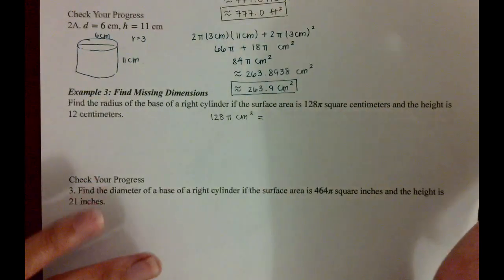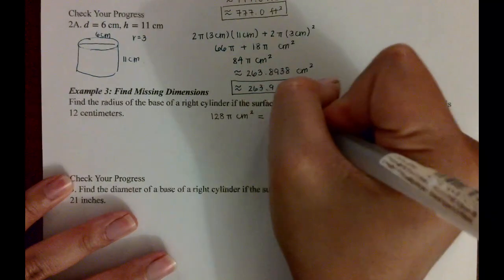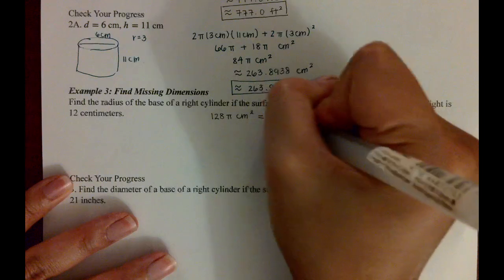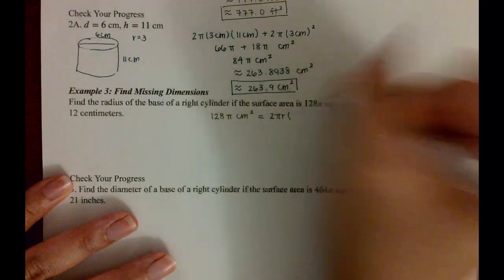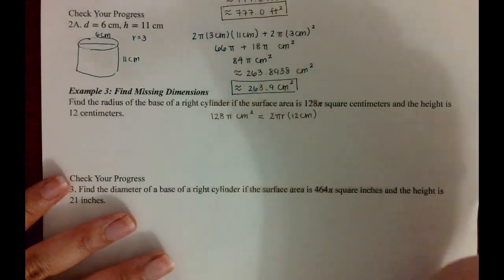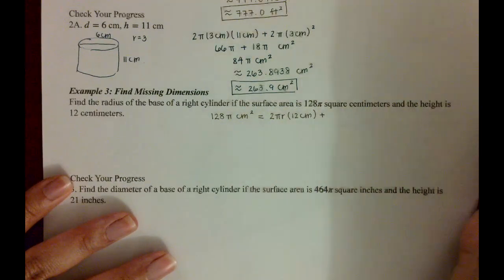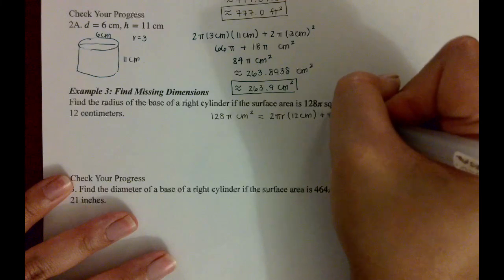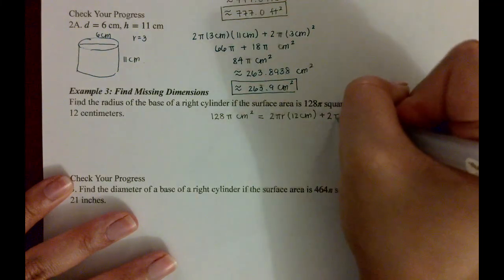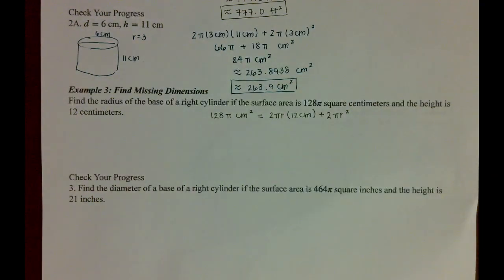Okay, so the wraparound, right, is the circumference and the height, so that's 2 pi r times the height, which is 12 centimeters. Plus, okay, the bases. There's 2 bases and they're the same. They're circles. Area of the circle is pi r squared. Okay, and there you go.